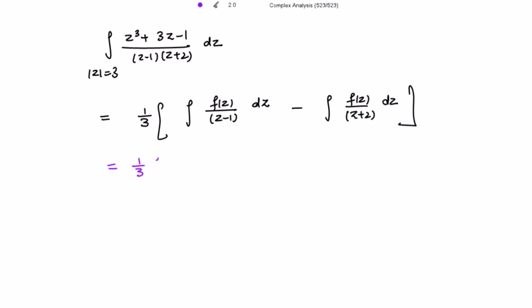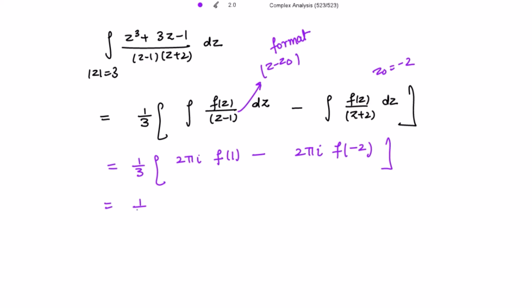So when applying Cauchy's integral formula, we have this value equal to 2 pi i f of 1. Take the format z minus z0, here we should have f of z0. Here z0 is 1. Minus 2 pi i f of negative 2, where z0 here is negative 2.